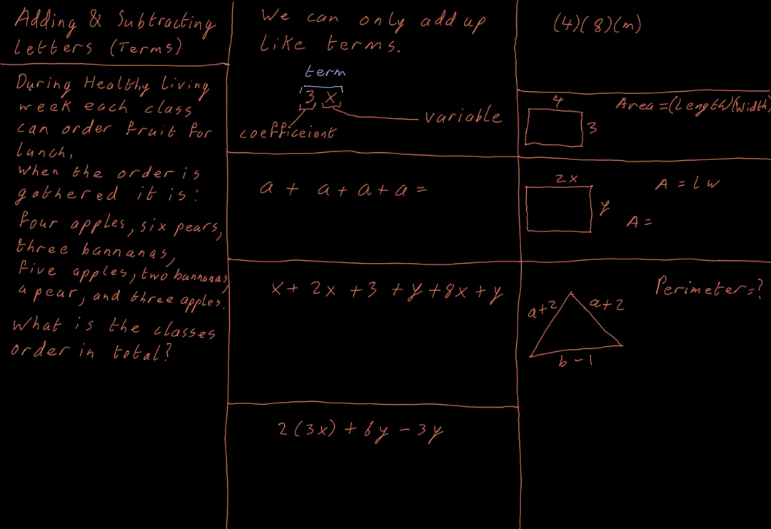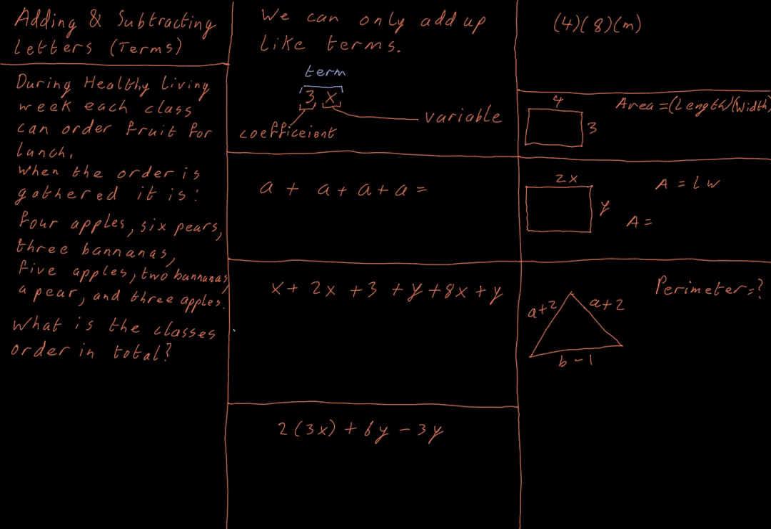So imagine we're during a healthy living week in a school, where we're focused on all the different ways that we can be healthy. And one of the things that they've decided to do in the school is that each class can order some fruit for lunch. So when the order is gathered up, we ask everybody in the class to write down what fruit they want, and the list that they get back is a little bit jumbled. So the list for the fruit order is 4 apples, 6 pears, 3 bananas, 5 apples, 2 bananas, a pear, and 3 apples.